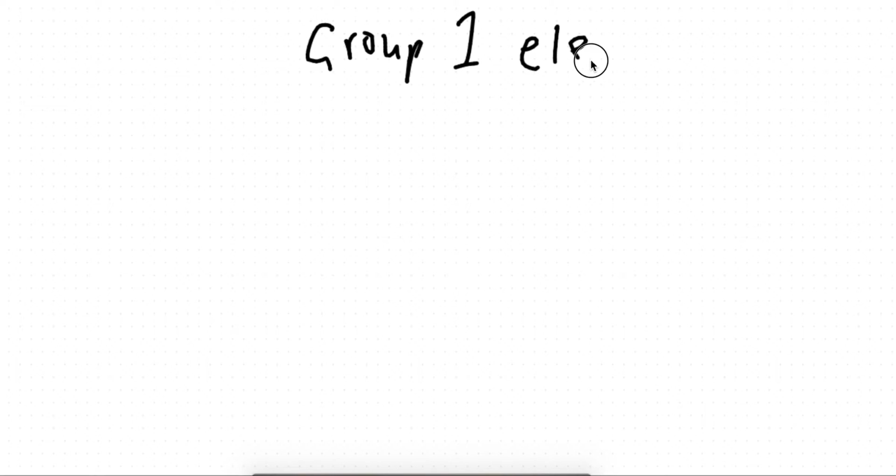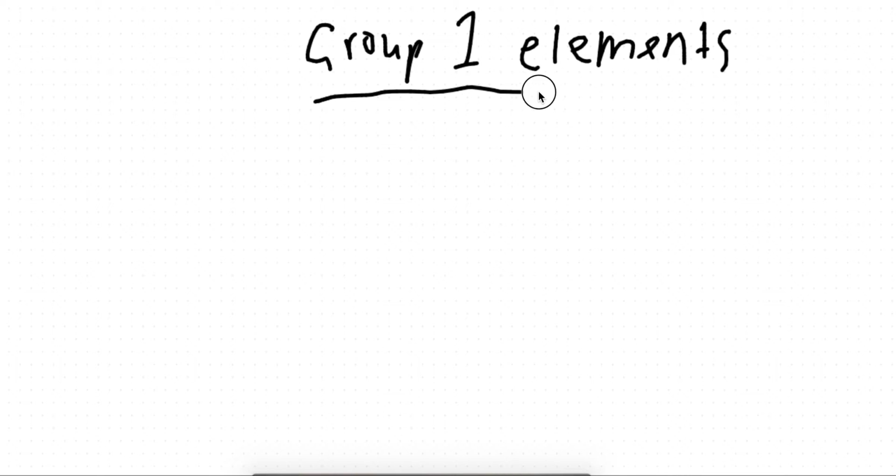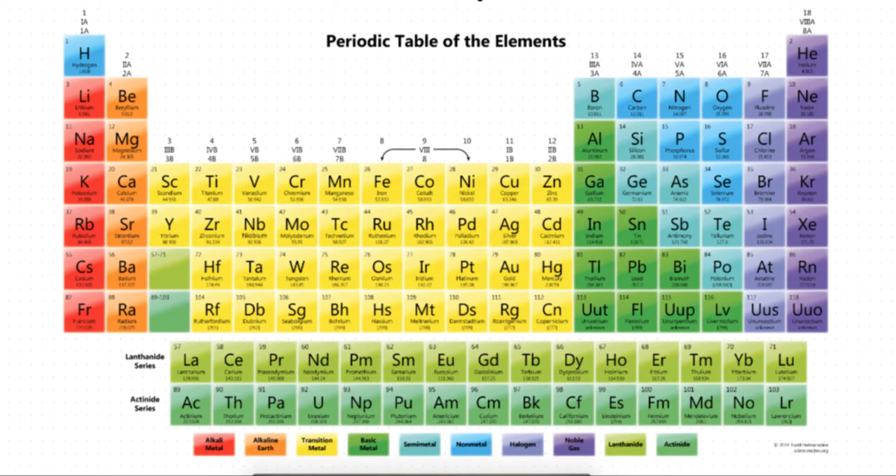Students, we're going to do group 1 elements right now. Just write this down, group 1 elements. Now, when we talk about group 1 elements, it refers to the elements that have one valence electron, meaning one electron in the last shell. So let's look at group 1.